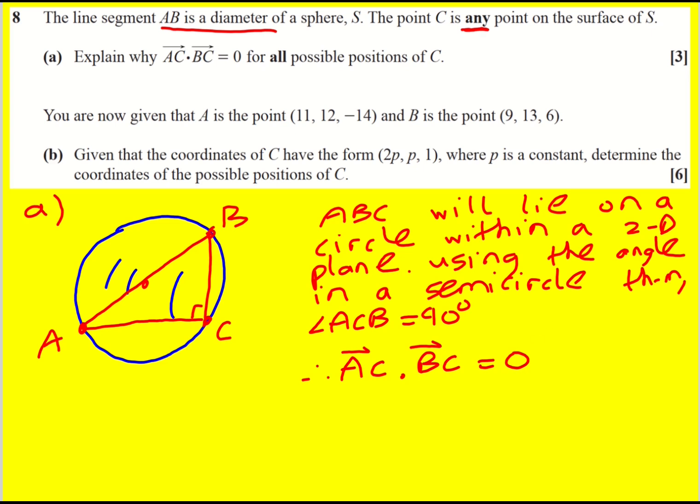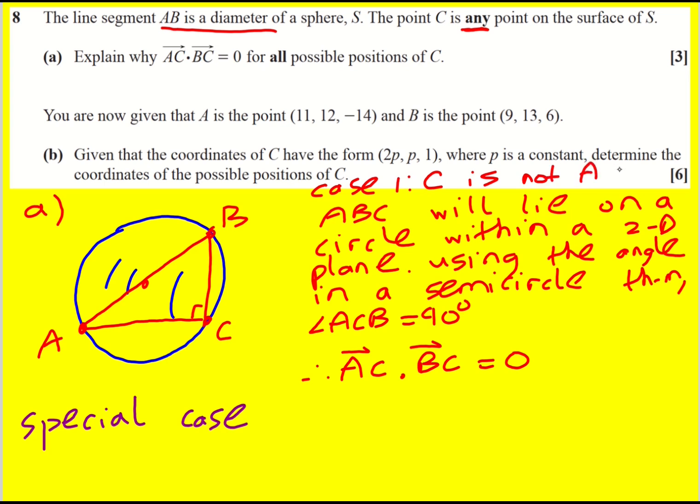Now we're not actually quite done because there's a special case. And we should have probably said right at the start. So the first case, let me call this case 1: C is not A or B. Because actually, we're asked at the start to show that it could be any point on the surface. Case 2. Easy to miss this one, it's got to be said. C is A or B.